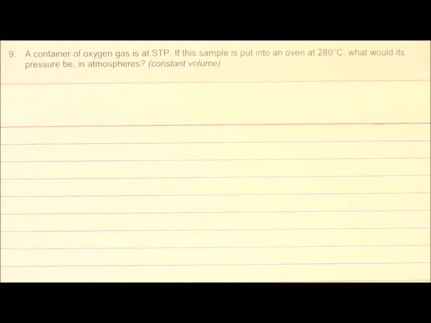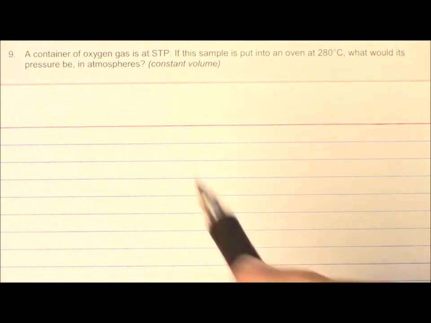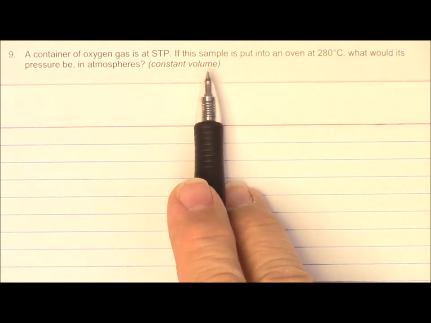A container of oxygen gas is at STP. If this sample is put into an oven at 280 degrees C, what would be its pressure in atmospheres? Constant volume. There's the big clue, constant volume.